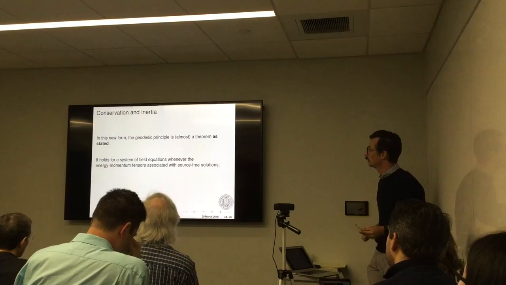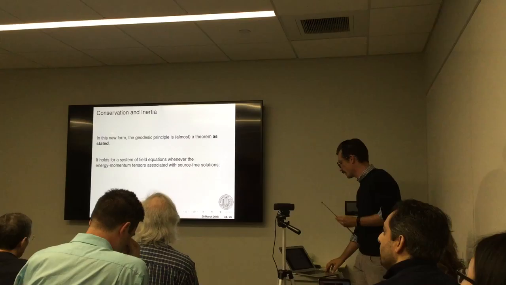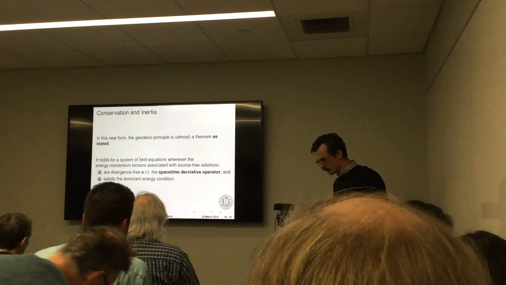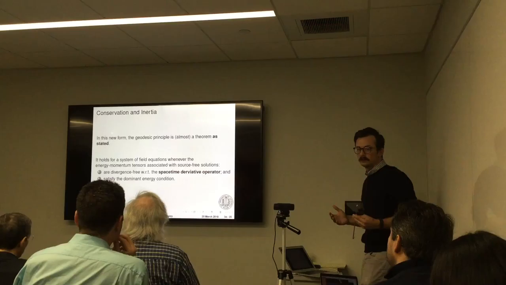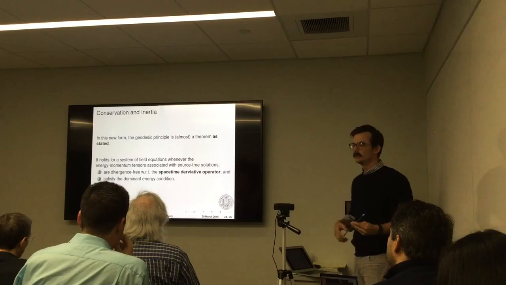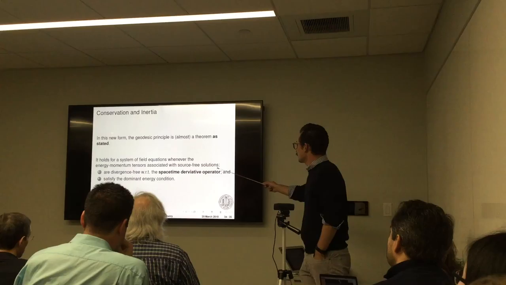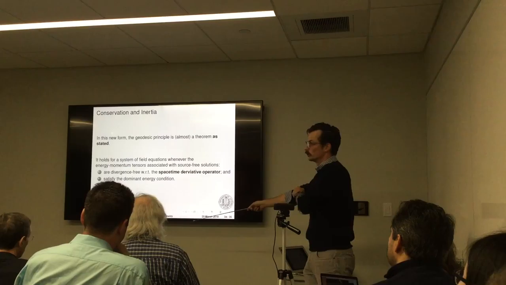And it's going to hold for any system of field equations whenever the energy-momentum tensors associated with source-free solutions are divergence-free with respect to the space-time derivative operator and satisfy the dominant energy condition. And so I began by saying that there's now a question of what needs to be true of matter-field equations for it to be the case that in a small body limit they're going to do the sorts of things that they need to do in order for us to employ this particular interpretation of the physical significance of space-time geometry. And it looks as if the answer is, well, matter has to satisfy equations whose solutions are always divergence-free whenever they're on shell, and satisfy the dominant energy condition.